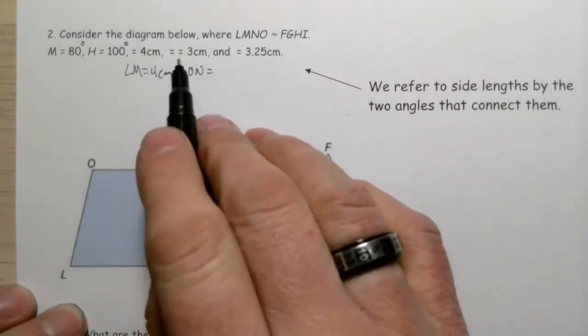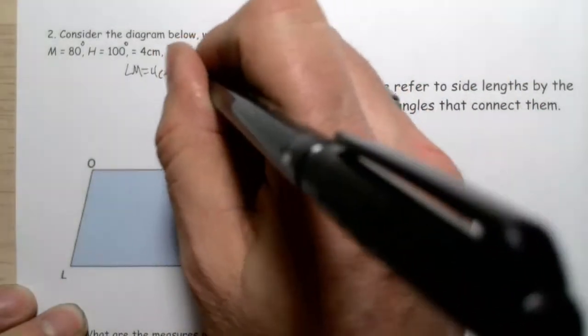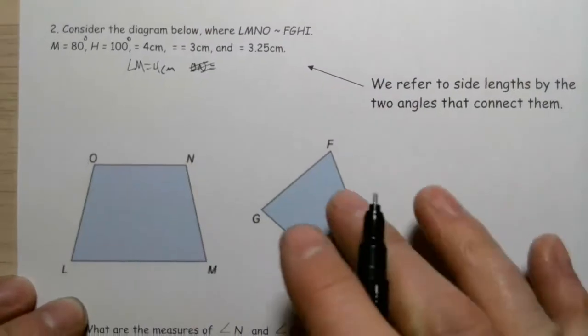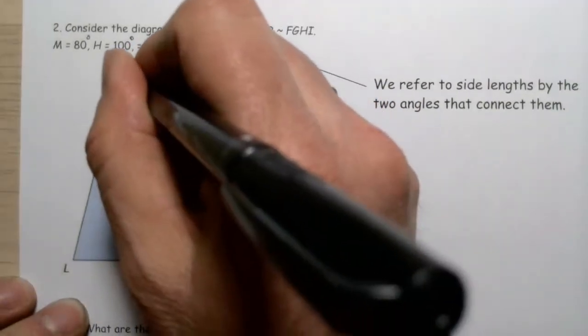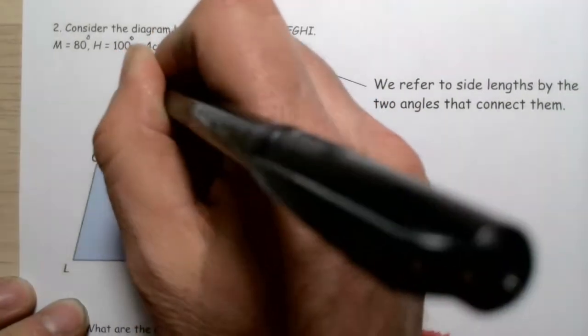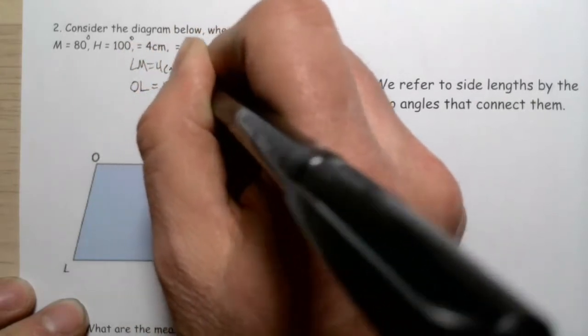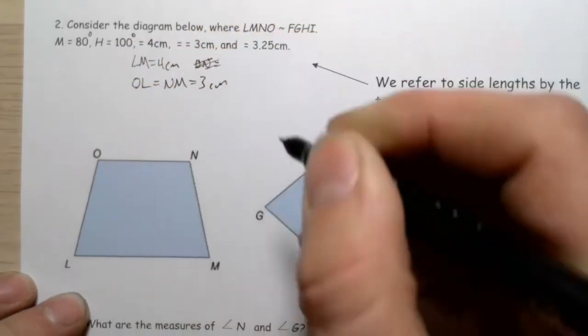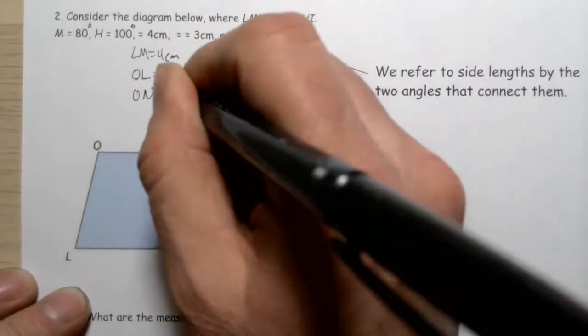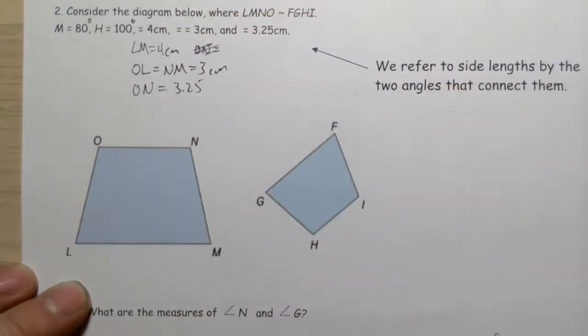Let's say that ON is equal to 3 centimeters. I've got two that are equal here, so let's not say that one. Let's say that in this case the intention was OL. OL was equal to NM is equal to 3 centimeters. And then that means ON was equal to 3.25. So what I'll do is I'll label it here.